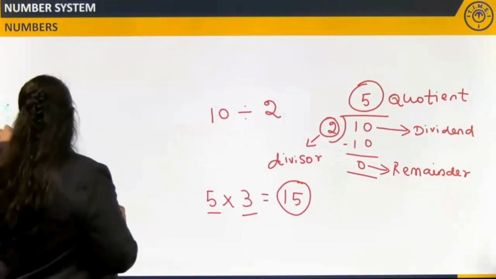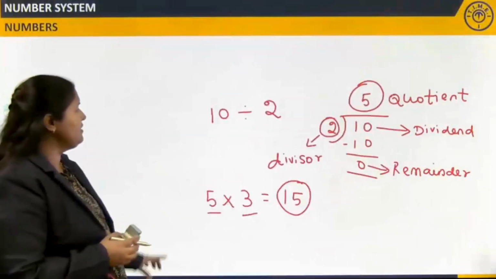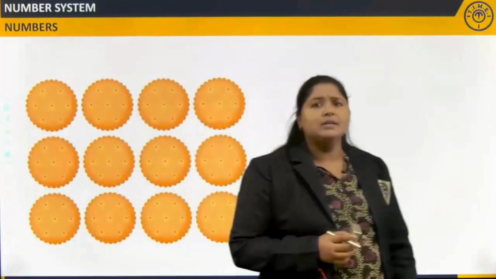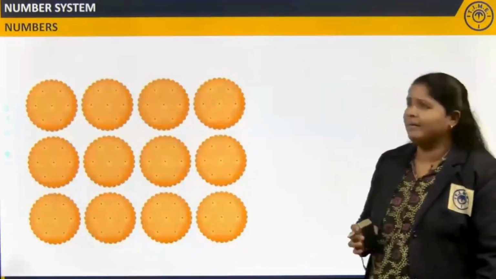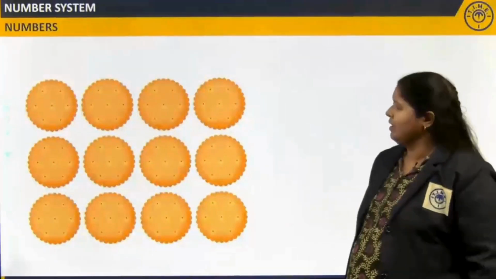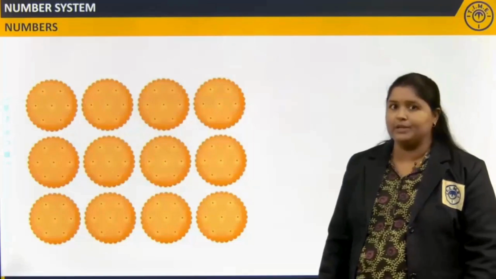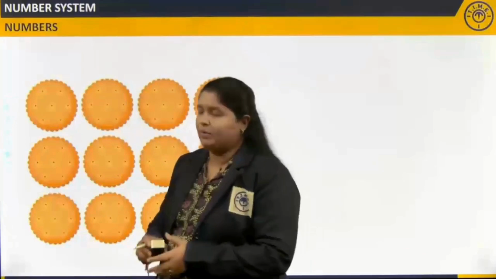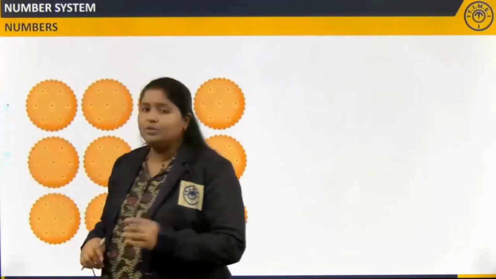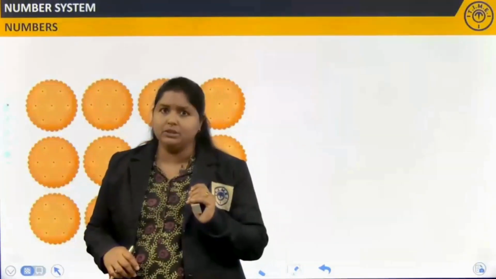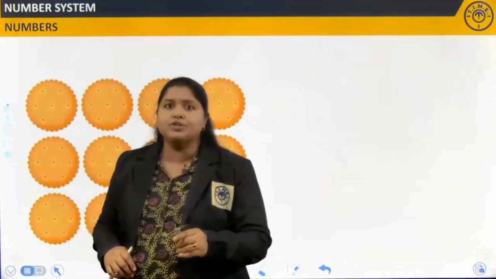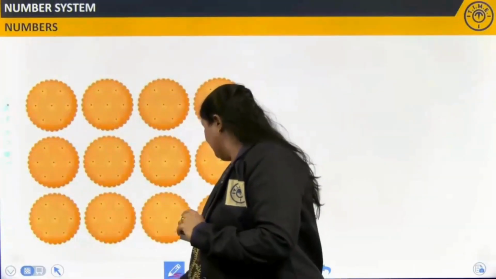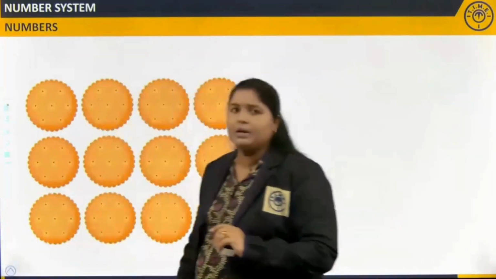Now, how to find factors of a given number? Let us look at this interesting example. Now, what do you see here on the board? These are nothing but some cookies, right? And arranged in a rectangular array. How many cookies are there? 12 cookies are there. Now, I want you to imagine, I want you to pack them in such a way that no cookie should be left over and every pack should have an equal number of cookies.